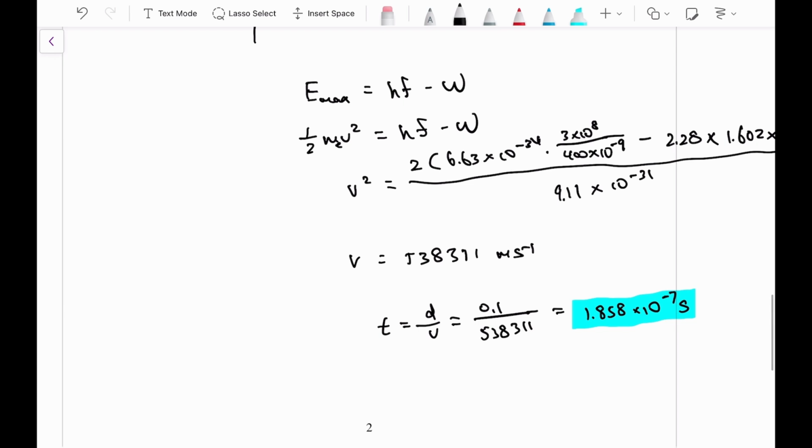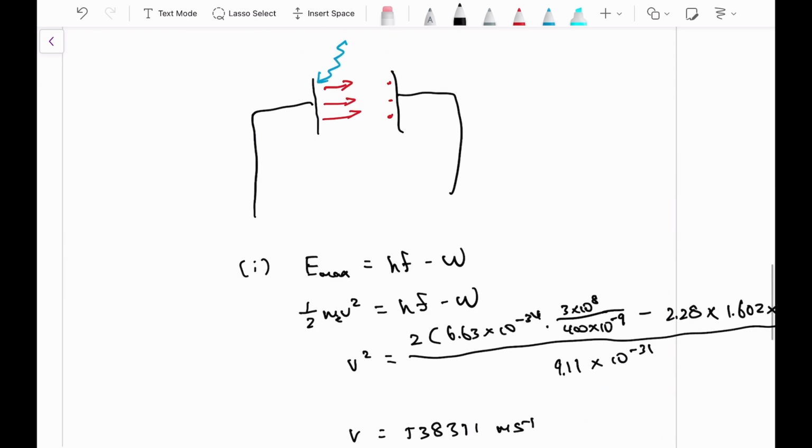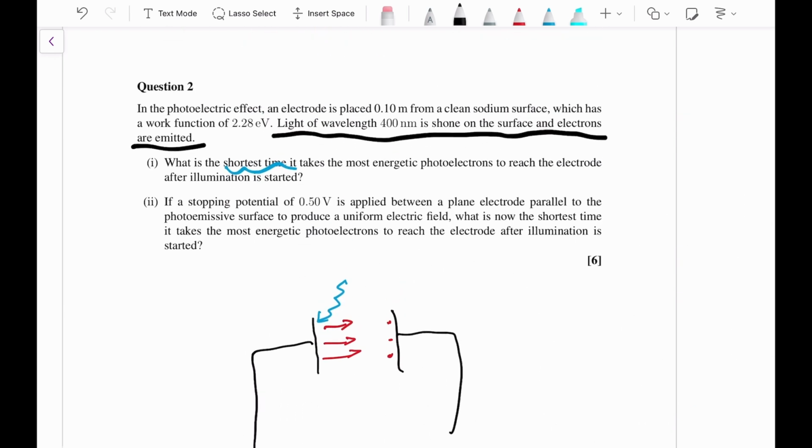Now let's see the second part. Over here it says a stopping potential of 0.5 volts is applied between a plane electrode parallel to the photoemissive surface to produce a uniform electric field. What is now the shortest time it takes the most energetic photoelectrons to reach the electrode after illumination is started?